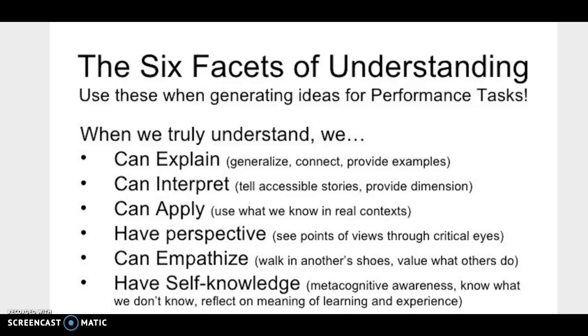And for this particular process, Wiggins and McTighe recommend a framework that they built called the 6 facets of understanding. So when we think of understanding, there are some particular cognitive or thinking moves that the students will do. For example, in this illustration, we can list them down. When we truly understand something, we can explain it. So we can generalize, we can connect or make connections, we can provide examples. When we understand, we can interpret.